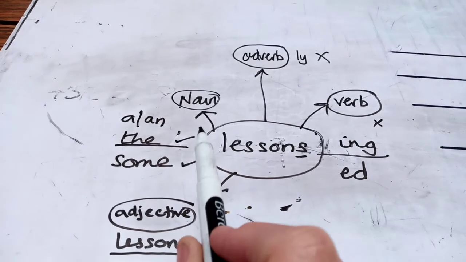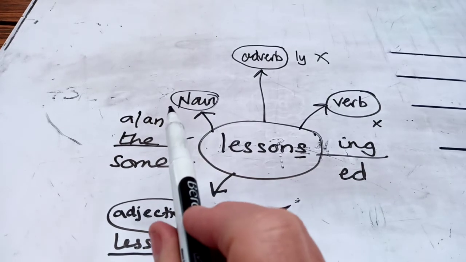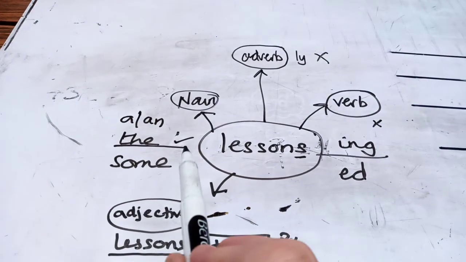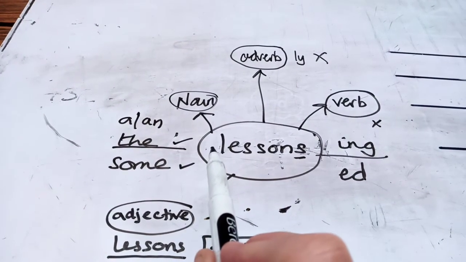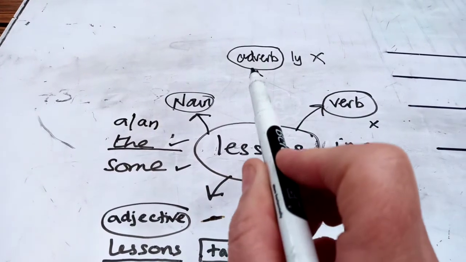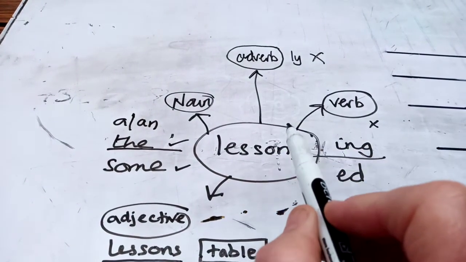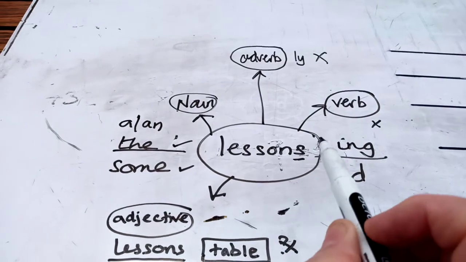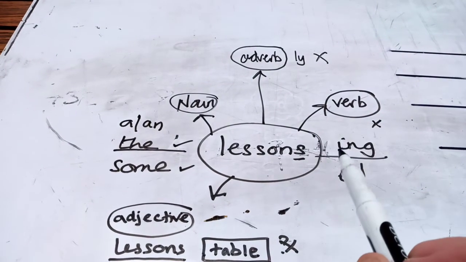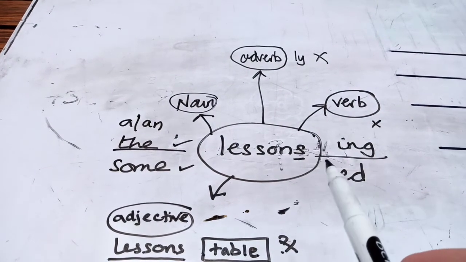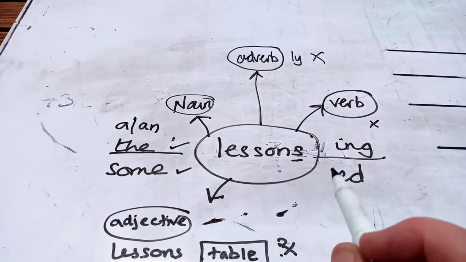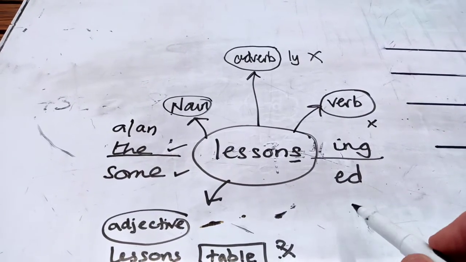The test for a noun is if it's able to have a determiner in front of it. The test for an adverb is whether it ends in an ly. And the test for a verb is whether it ends in ing or ed, or whether it can end in ing or ed. Prepositions are small words, they're to do with position.